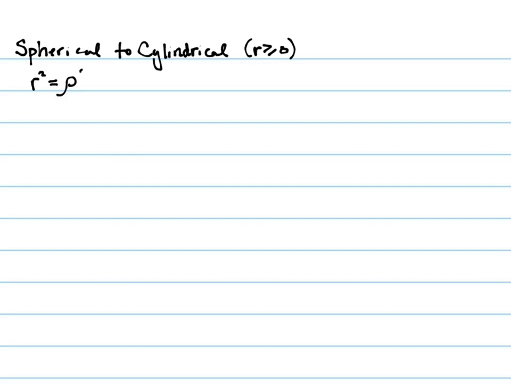So r squared is rho squared sine squared of phi. We mentioned last time theta's theta. And z is rho cosine phi.